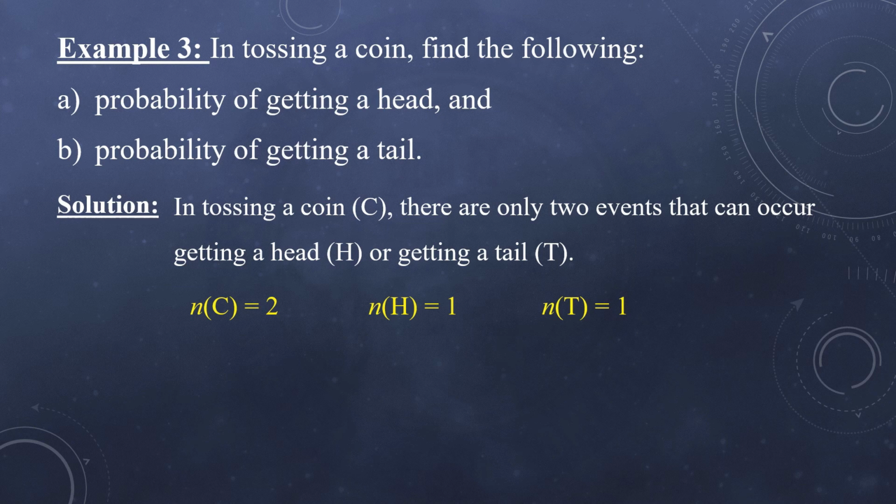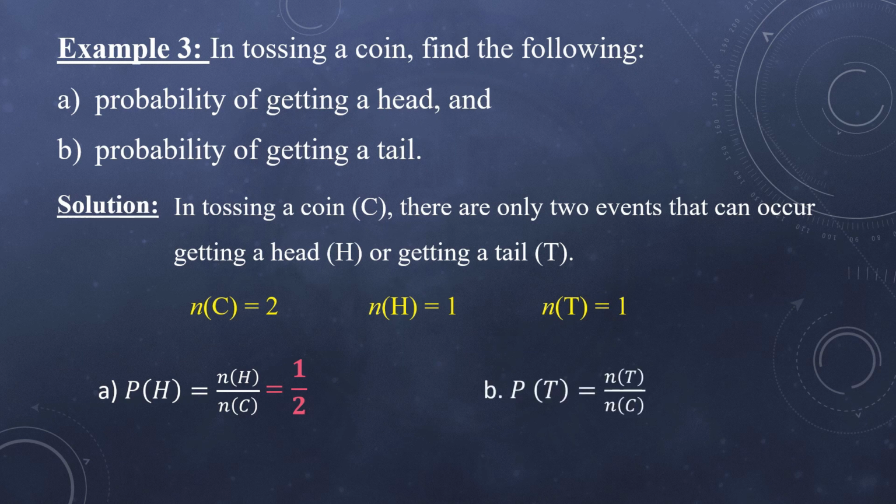Using the concept of probability, P of H, or the probability of getting a head, is equal to the number of head over the total number of possible outcomes when we toss a coin, and that is equal to 1/2. And P of T, or the probability of getting a tail, equals the number of tail over the total number of possible outcomes when we toss a coin, and that is equal to 1/2.